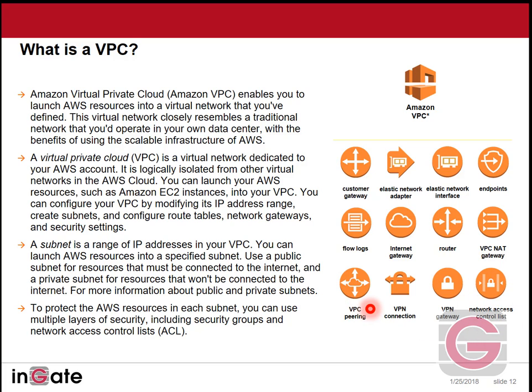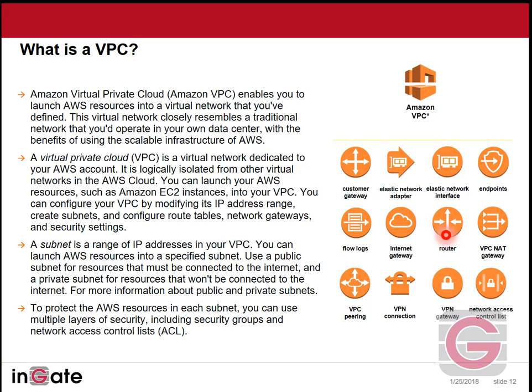VPC peering is a way for you to create connections between different VPCs without having to go outside to the internet to move traffic between two separated VPCs. A VPC NAT gateway is a NAT instance, I'm sorry, a NAT instance that you are going to use for NATing purposes and allow equipment behind the NATing to access the outside.